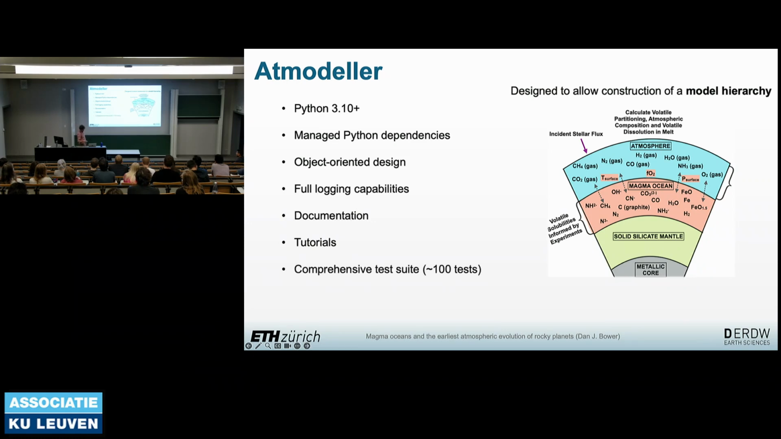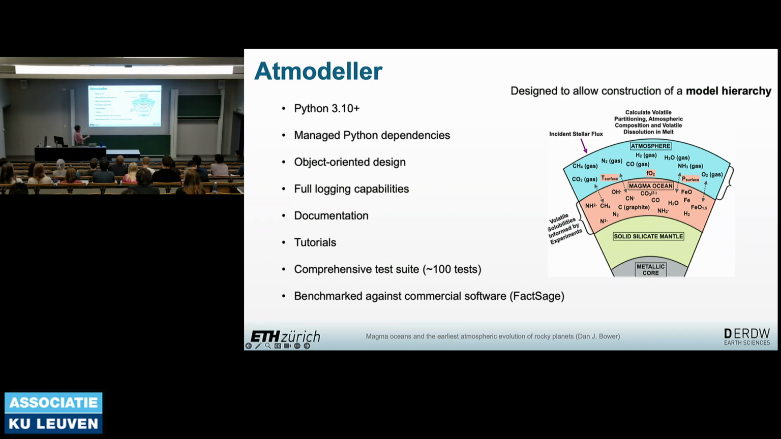Importantly, as part of this package, we've developed and implemented a lot of standard software development processes that are used in industry, again to try and drive academia to have the same sort of robustness when it comes to testing their codes and ensuring that they benchmark against existing software. So we have full logging, documentation, tutorials, and 100 tests to make sure that everything works as intended.